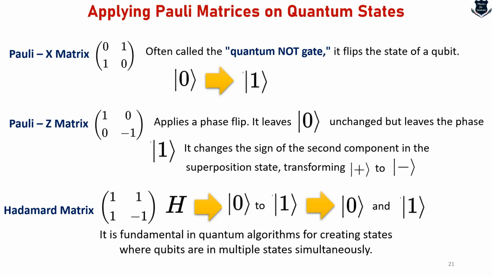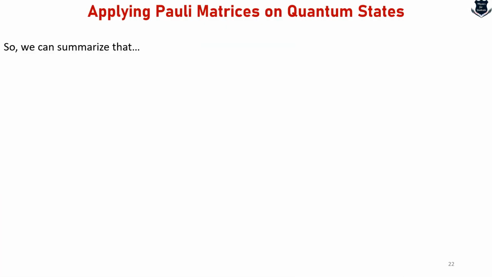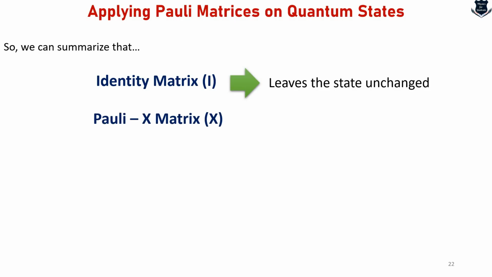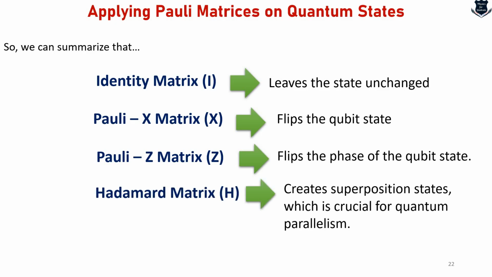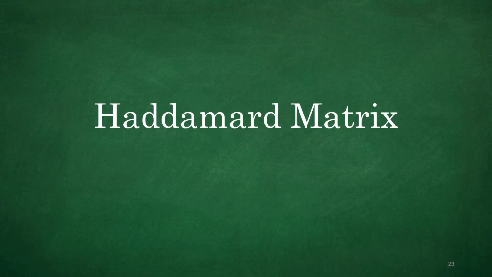From here we can take a quick summary of what we have learned till now. The identity matrix leaves the quantum state unchanged. The Pauli X matrix flips the qubit state. The Pauli Z matrix flips the phase of the qubit state, and the Hadamard matrix creates a superposition, which is very important for quantum parallelism. Now I have been talking of the Hadamard matrix, so let us see in the next part of the video what a Hadamard matrix is.